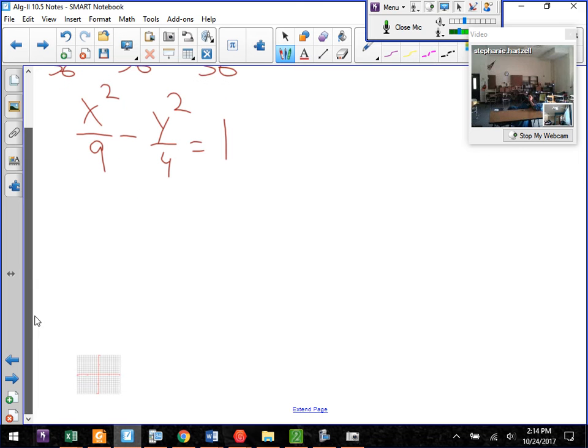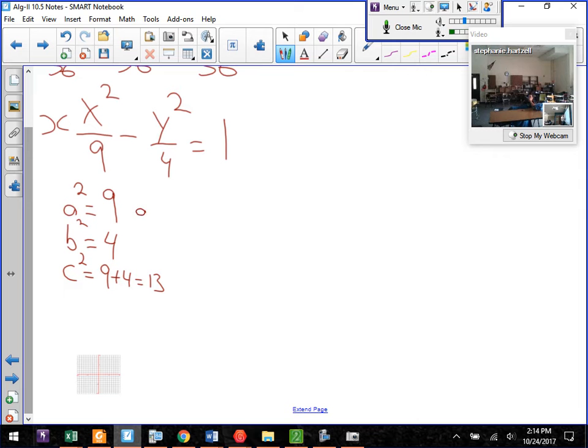All right, so now you have your values. Well, what's a squared? What's a squared here? 9. B squared, 4. C squared will be 9 plus 4, which is 13. So a is plus or minus 3.